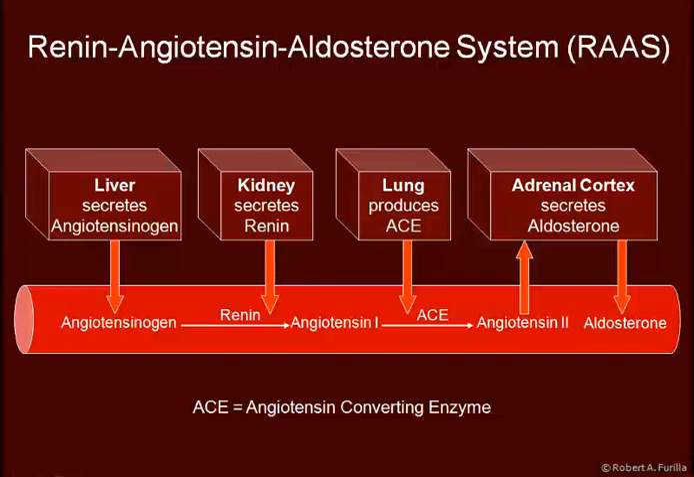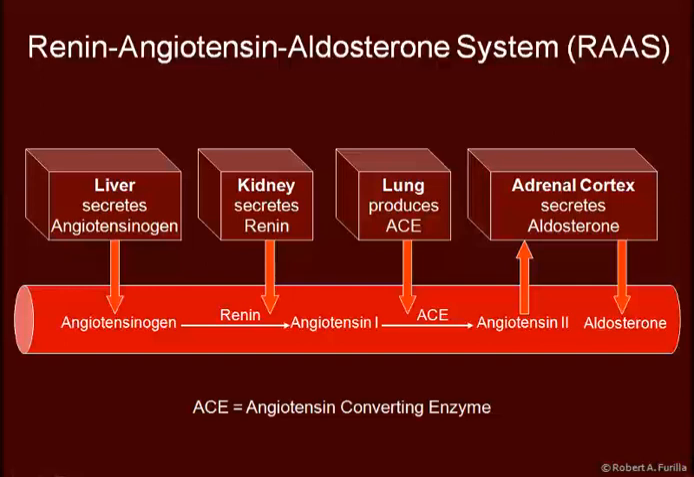The lung then produces a substance called angiotensin-converting enzyme, ACE. Although the lung is the primary source of angiotensin-converting enzyme, other endothelial cells are known to produce ACE. Renal arterioles, for example, are a source of angiotensin-converting enzyme. ACE converts angiotensin 1 to angiotensin 2. Angiotensin 2 triggers the adrenal cortex to secrete aldosterone.